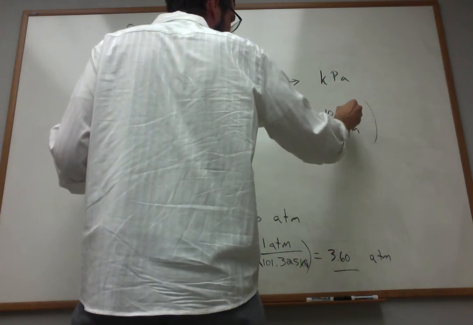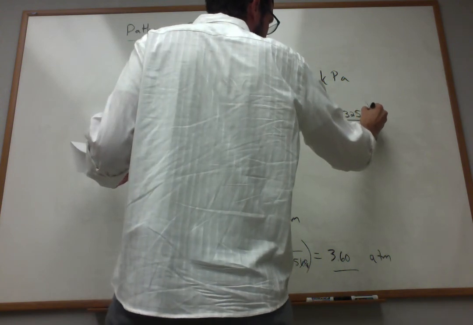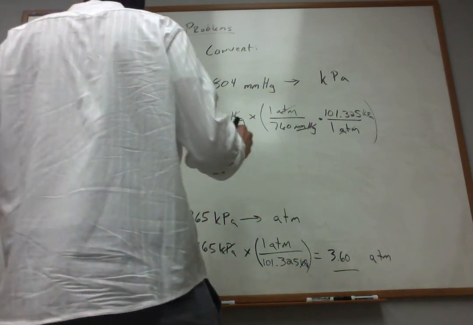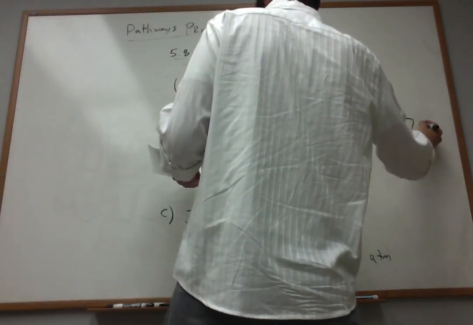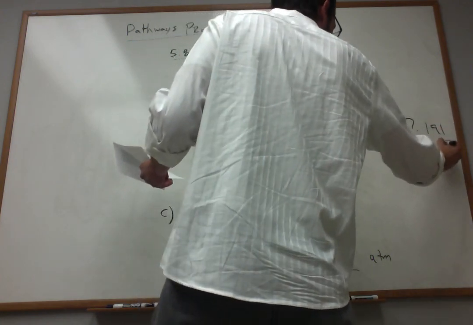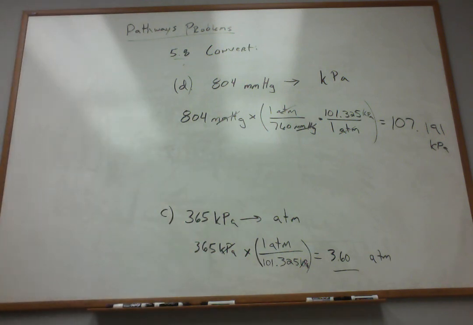that 101.325 kilopascals is physically equivalent to 1 atmosphere. And as a result, I crunch the numbers on my calculator, I get 107.191 kilopascals. Now again, I want to think about significant figures here, so I'm not completely done.